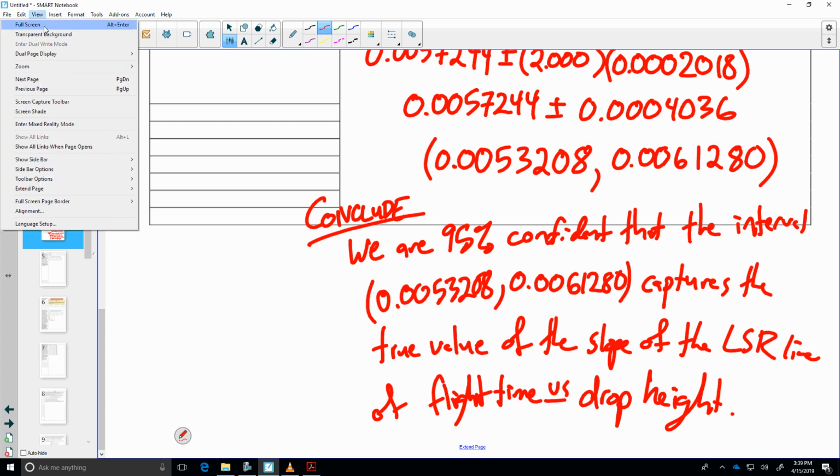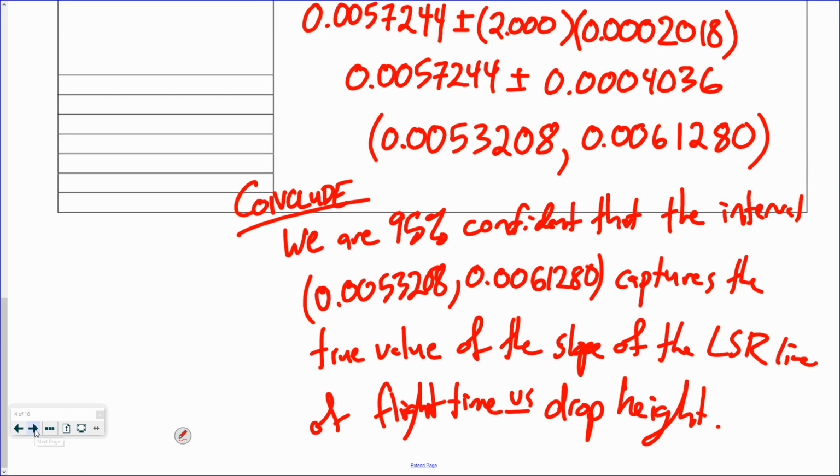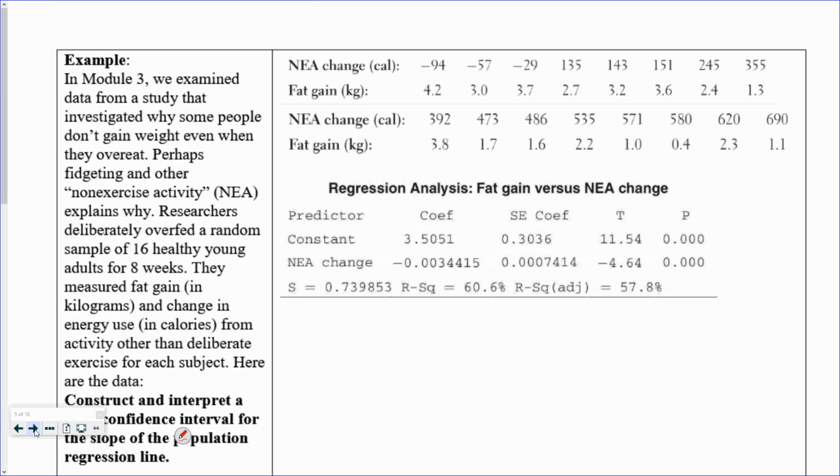All right. We're going to skip that example. If you want to do it, you can. I think this example is in the book if you'd like to check your work on it.